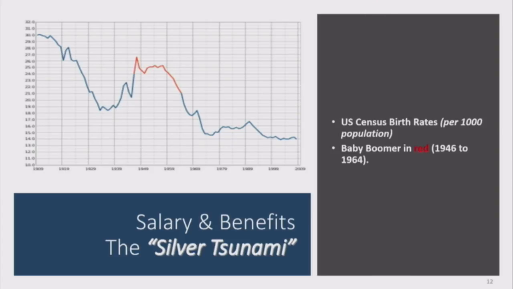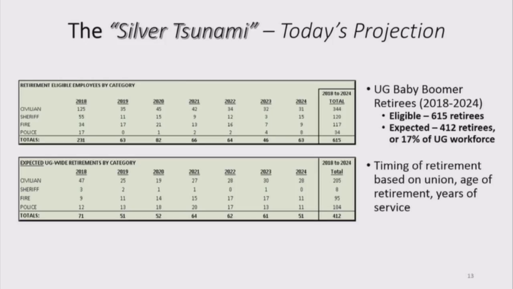So the big payouts are that silver tsunami that I mentioned a couple years ago. And that's the expectation that all those baby boomers are now approaching retirement age or in the middle of it, are retiring on us. So anyone born before 1964 is a baby boomer and part of the silver tsunami.